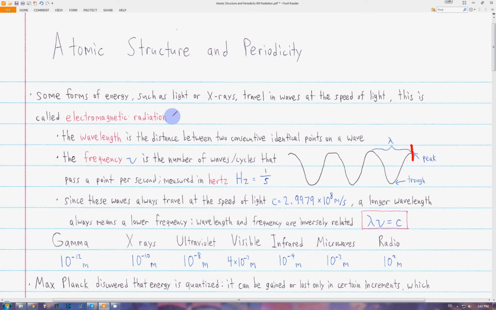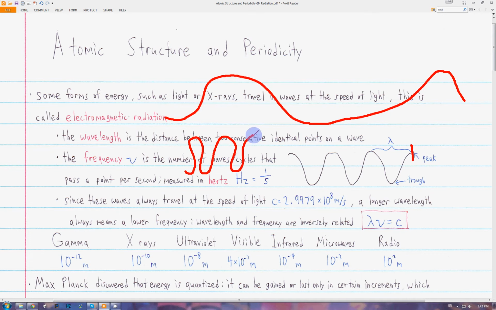So if we have a longer wavelength, then that means the frequency is lower. And if we have a shorter wavelength, that means the frequency is higher. So the wavelength and the frequency are inversely related. And so the relationship between them is given by this equation. For an electromagnetic wave, the wavelength times the frequency is going to be equal to the speed of light, c, which is about 3 times 10 to the 8th meters per second.